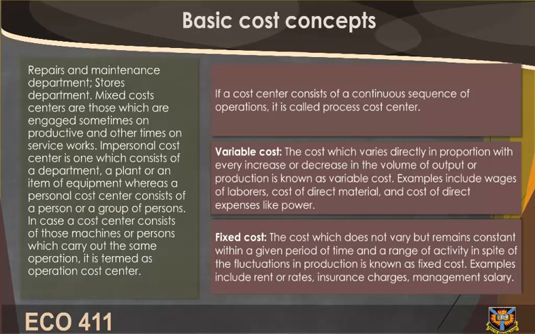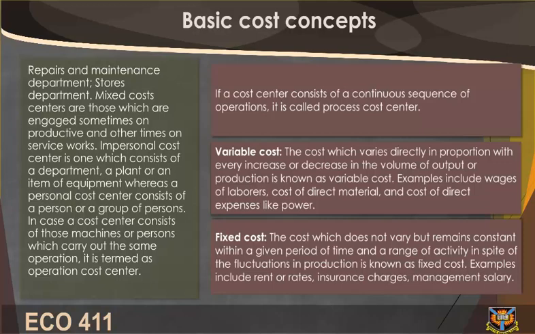Impersonal cost centers. An impersonal cost center is one which consists of a department, a plant, or an item of equipment. A personal cost center consists of a person or a group of persons. In case a cost center consists of those machines or persons which carry out the same operation, it is termed as operation cost center. If a cost center consists of a continuous sequence of operations, it is called process cost center.